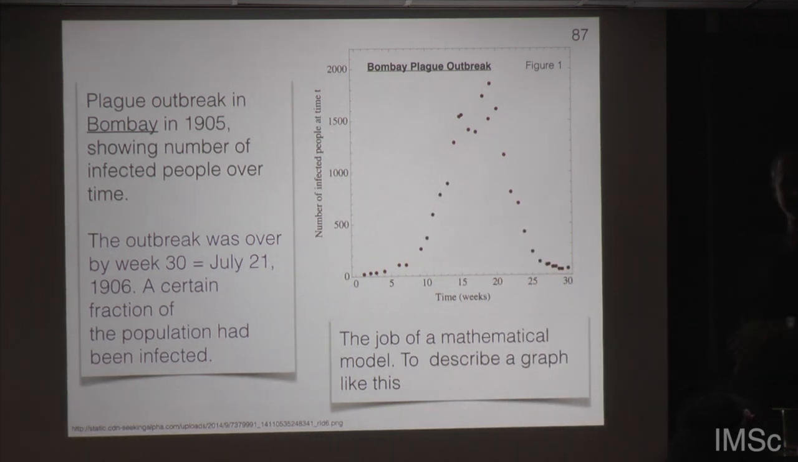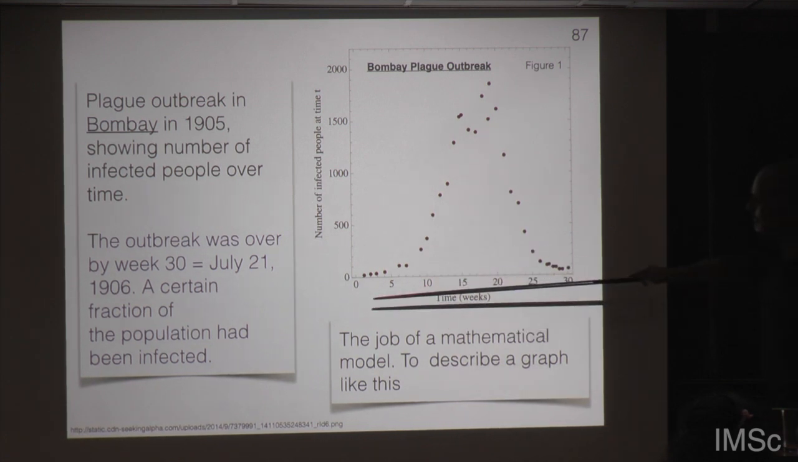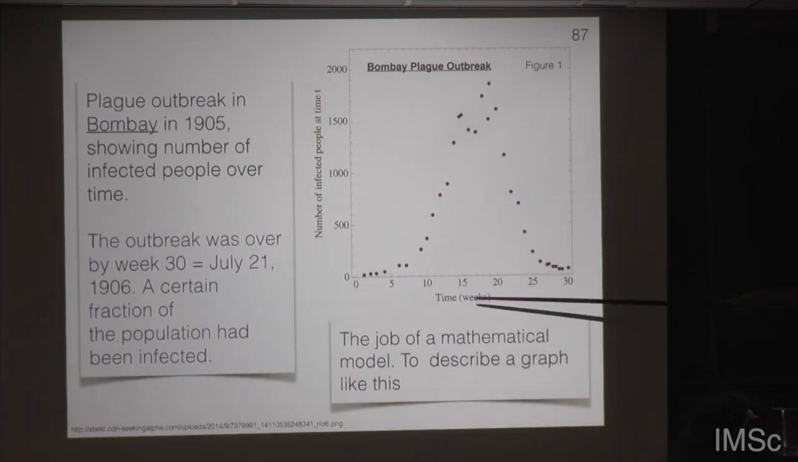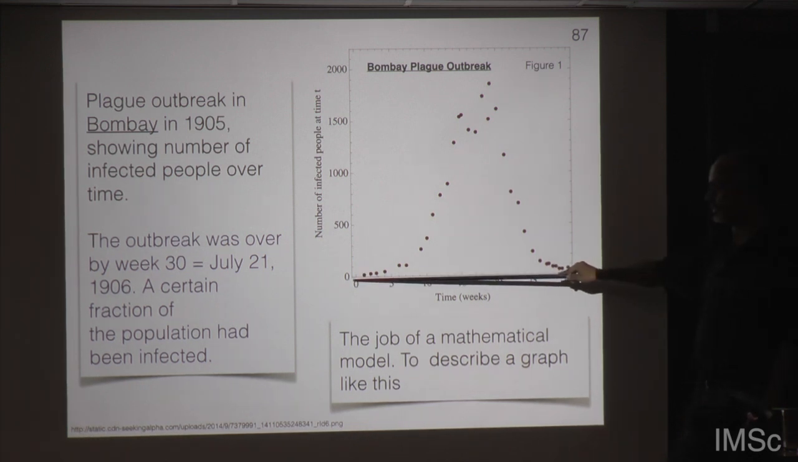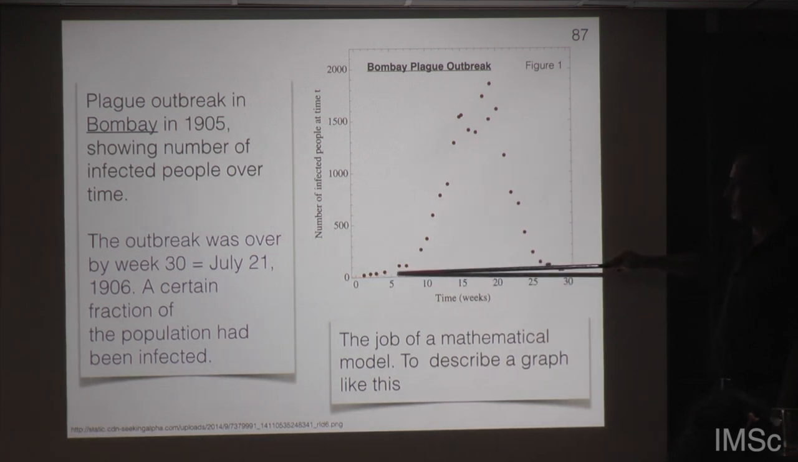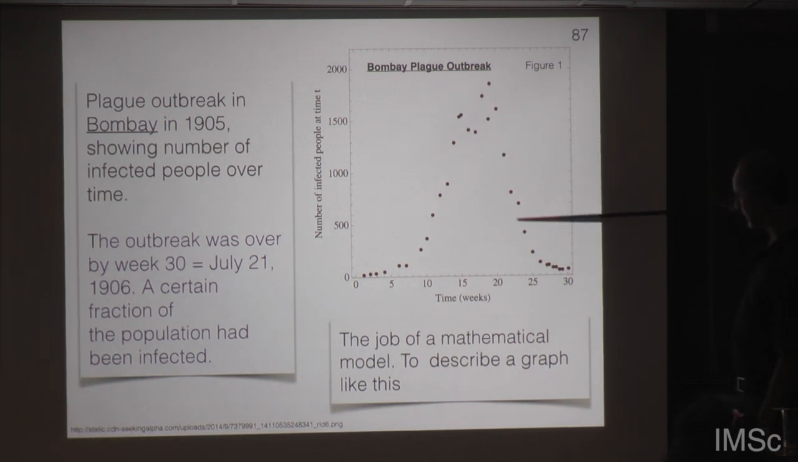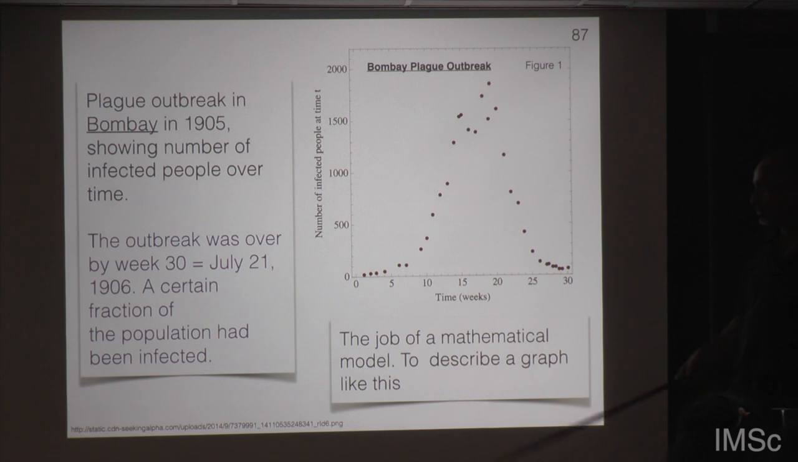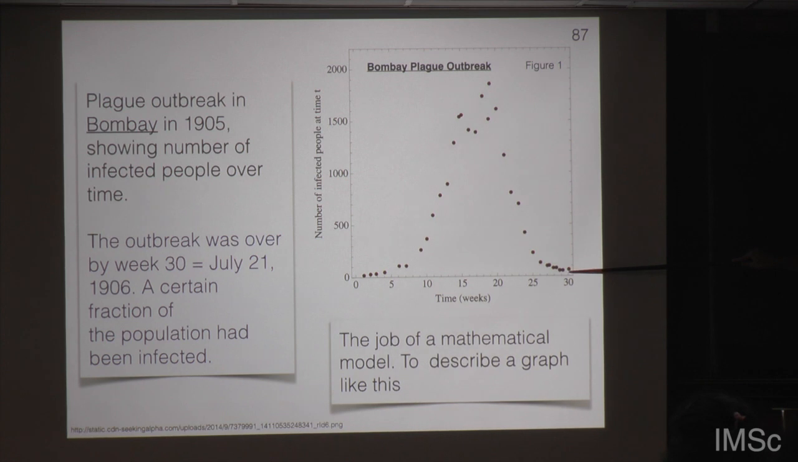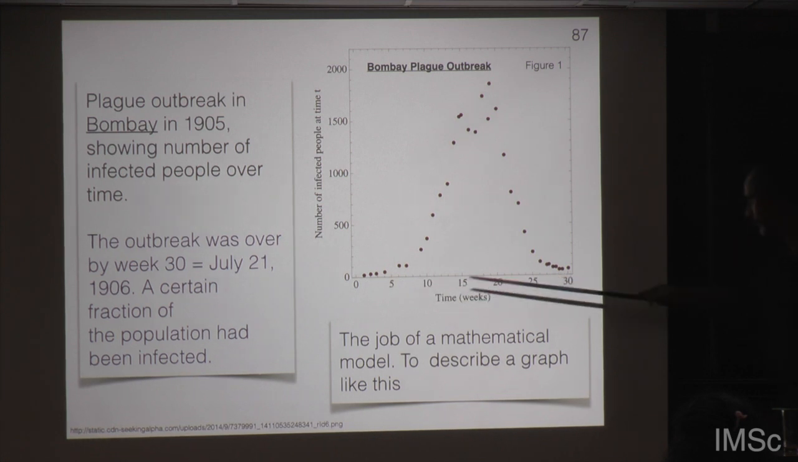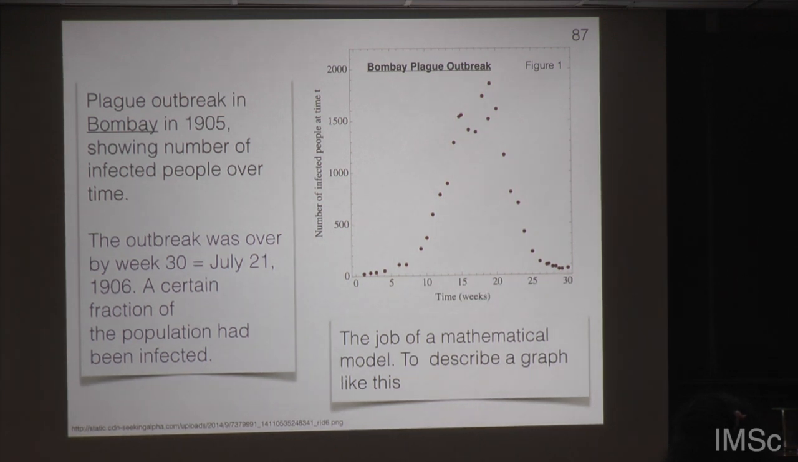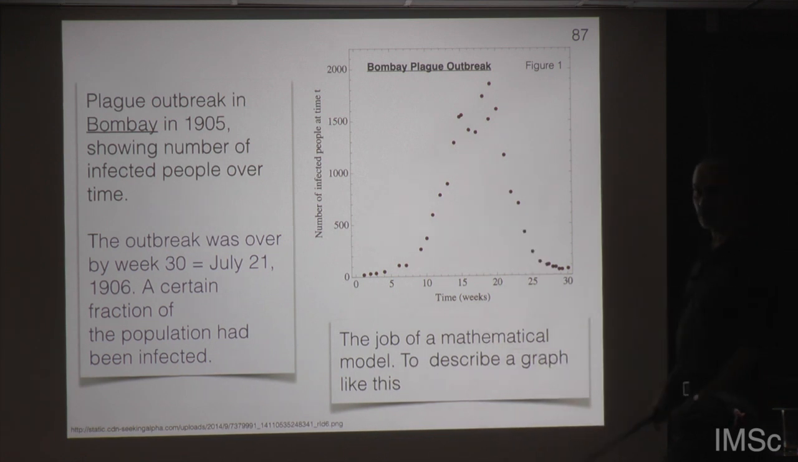This is a very standard epidemiological plot that shows the number of infected people at time t as a function of time in weeks. You can see that at this point here, 0 weeks, there are no cases. The week they start, 0 weeks with respect to some starting point here. It rises up, reaches a peak, and then comes down, tails off over this. So the outbreak was over by about week 30, by the time there's basically 0 or 1 case out of here, which is around July 21st, 1906. And the whole period took about half a year, which is about 1 week to about 29, 30 weeks here approximately. And by this time, a certain fraction of the population had already been infected with the plague.